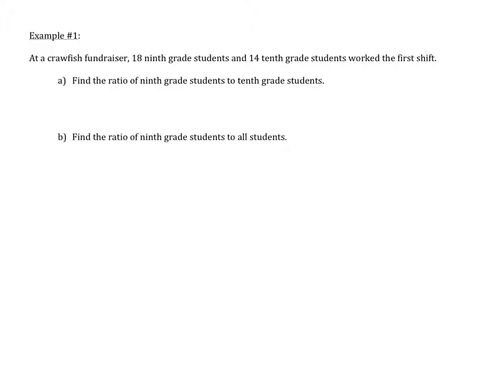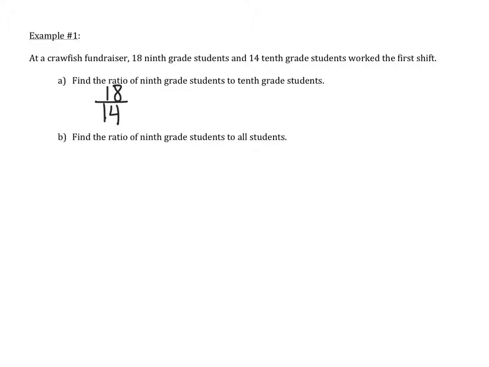Let's look at our first example. Number 1, at a crawfish fundraiser, 18 ninth grade students and 14 10th grade students worked the first shift. Part A asks us to find the ratio of 9th grade students to 10th grade students. So since the 9th grade students were listed first, I'm going to write that number first in my ratio. And again, we're going to typically write these as fractions. So to write this as a fraction, I would write 18/14.